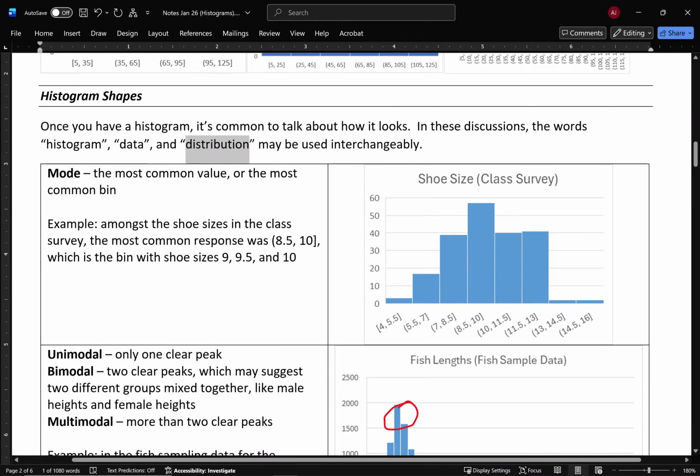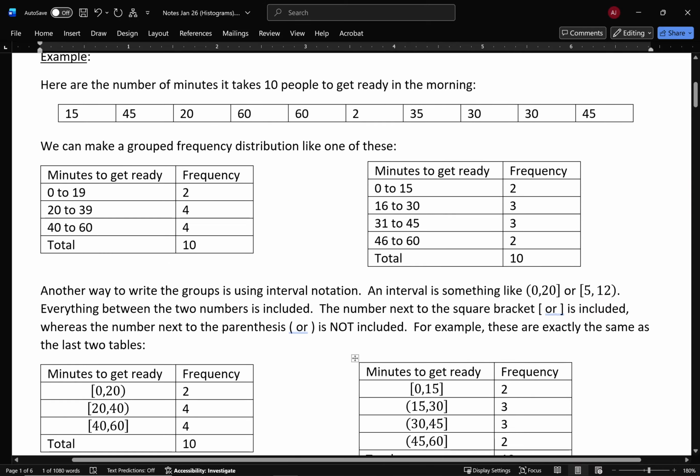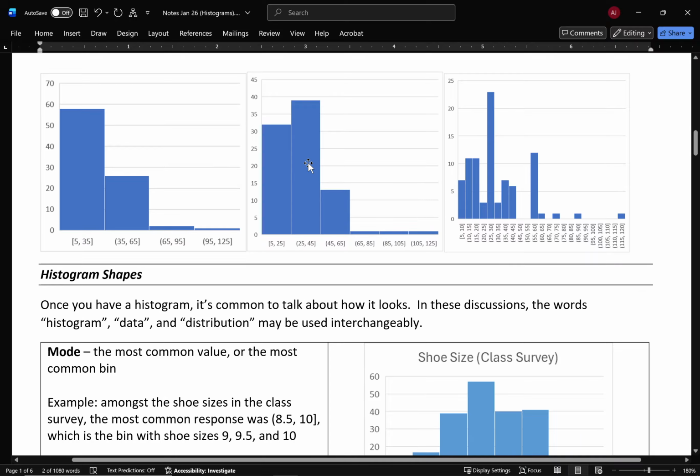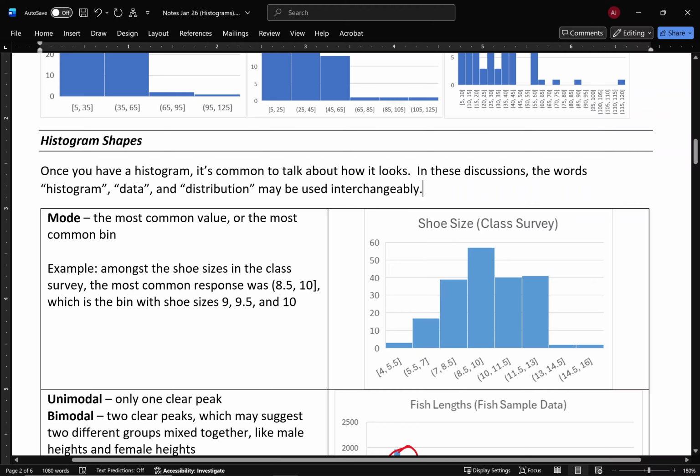And then this word distribution, if you come back up here, is referring to the tables that we were making, frequency distributions. It goes back to that concept of having your bins or your categories, and then you're throwing each response from the data into a different bin. So you're distributing them to the bins, if that makes sense. So that's where that word comes from, and those are used pretty interchangeably.